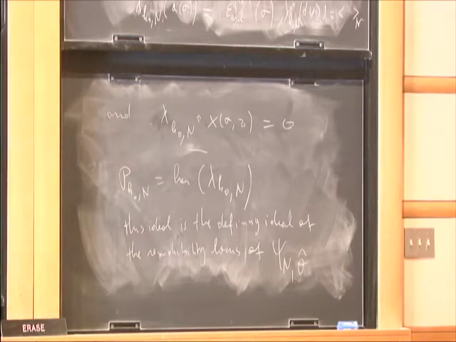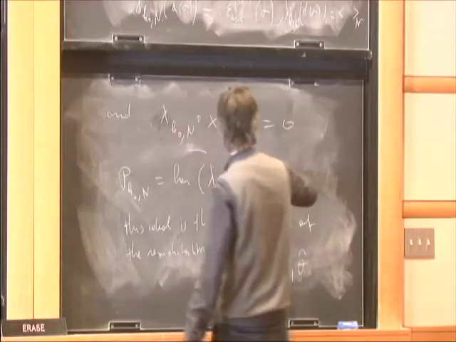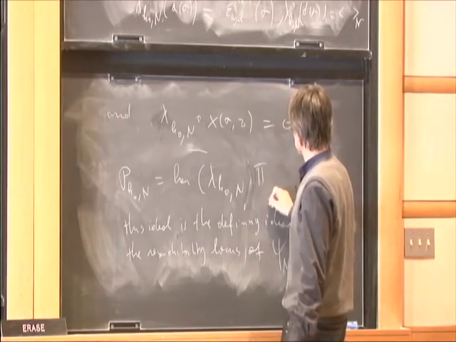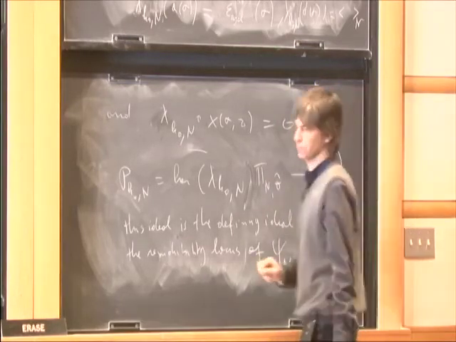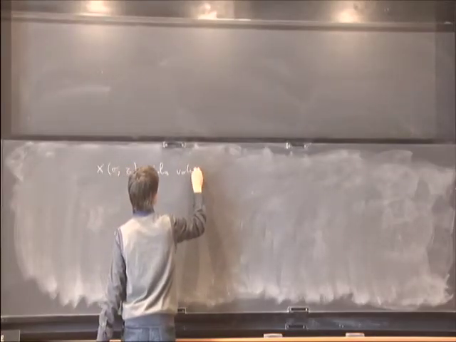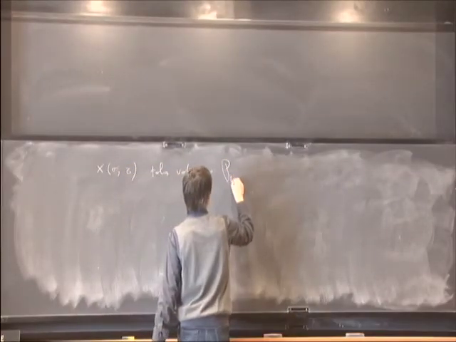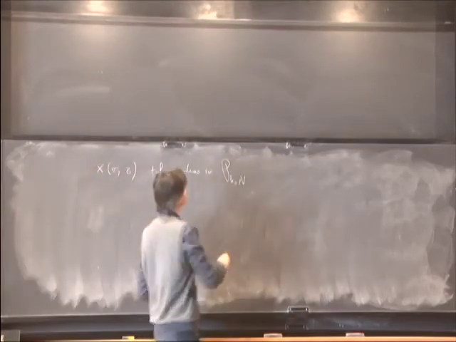And so in particular, the map, well, so this is the kernel from T_n O hat to lambda_n. In particular, the map x sigma tau takes value in P_{k_0,n}, and it generates this ideal.